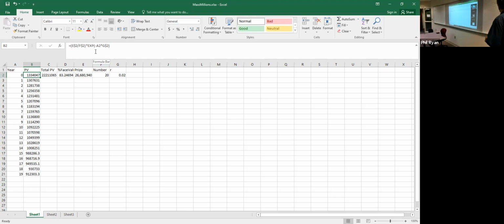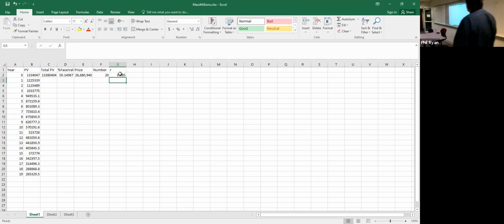Did anyone have any luck finding this? $8.5. Put in here. 0.085. Yep. Excellent.